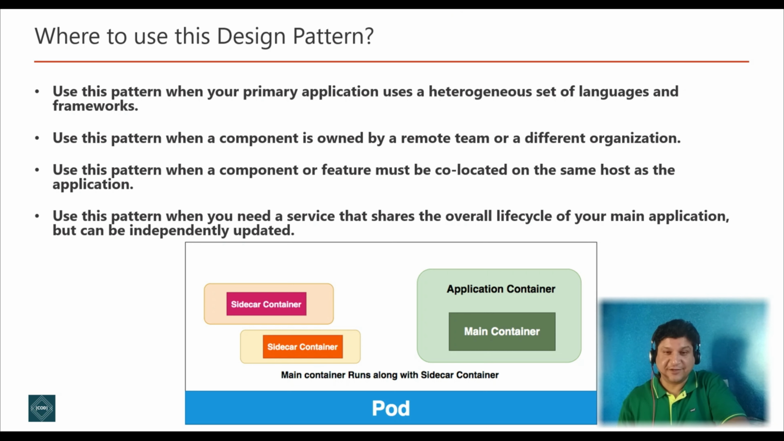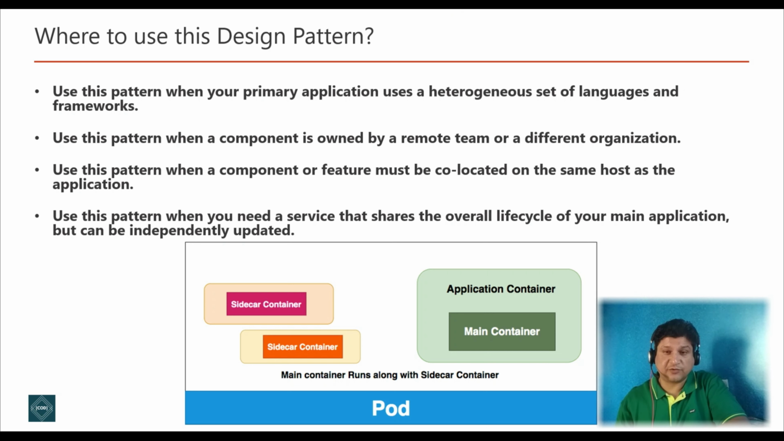Use this pattern when a component or feature must be co-located on the same host as the application. Use this pattern when you need a service that shares the overall lifecycle of your main application but can be independently updated. Use this pattern when you need fine-grained control over the resource limits for a particular resource or component. For example, you may want to restrict the amount of memory a specific component uses.